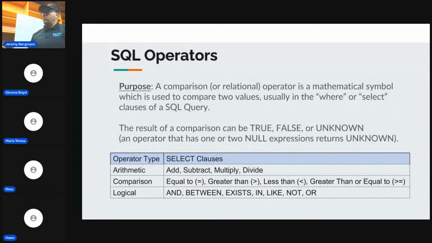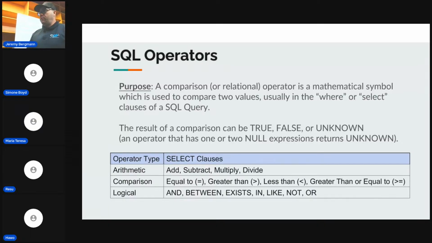Okay. So an operator is a comparison or a mathematical symbol which is used to compare values, usually in the where or select clauses of a SQL query. Usually in a where clause, that's probably 90%, but we will see in select, we can use some logic to be able to filter the values we want. But anyway, generally used in those, the result of a comparison can be true, false, or unknown. Like if you compare two null values, that's like comparing a non-existence versus a non-existence, which would be an unknown. But almost always it'd be like some true or false.